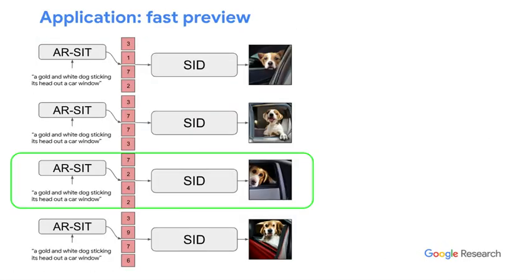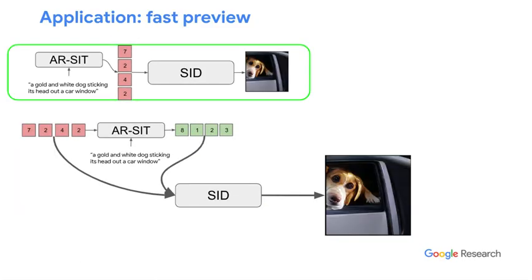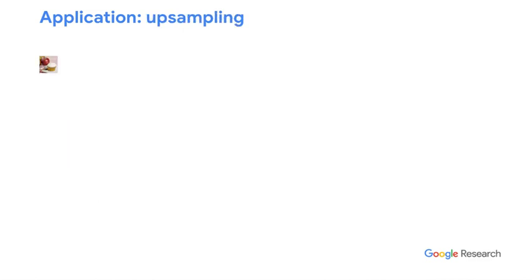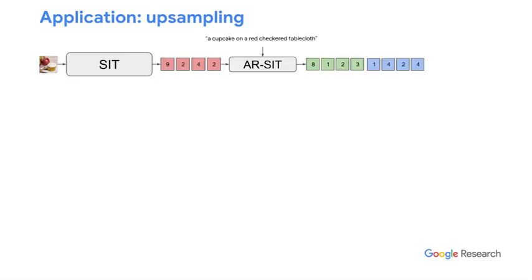One practical application of our multiscale generation is fast preview. We can quickly generate multiple low-resolution images for some prompts and pick our favorite to continue the high-resolution generation. Another application is upsampling. We can tokenize a low-resolution image and use ARSIT to generate the corresponding high-resolution image.